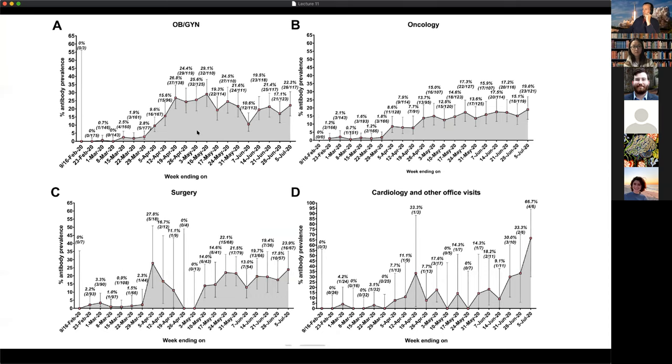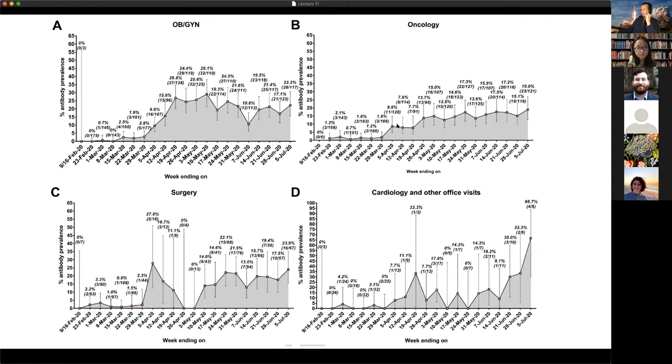And here they break things down based on which group they looked at. So there's some variations, but there's not too much you can read into this. OBGYN, oncology, surgery, cardiology, and other office visits. Some of these are quite small samples. You might imagine that people that went to cardiology and didn't have COVID probably did this because they took precautions, and they might have realized that there were.